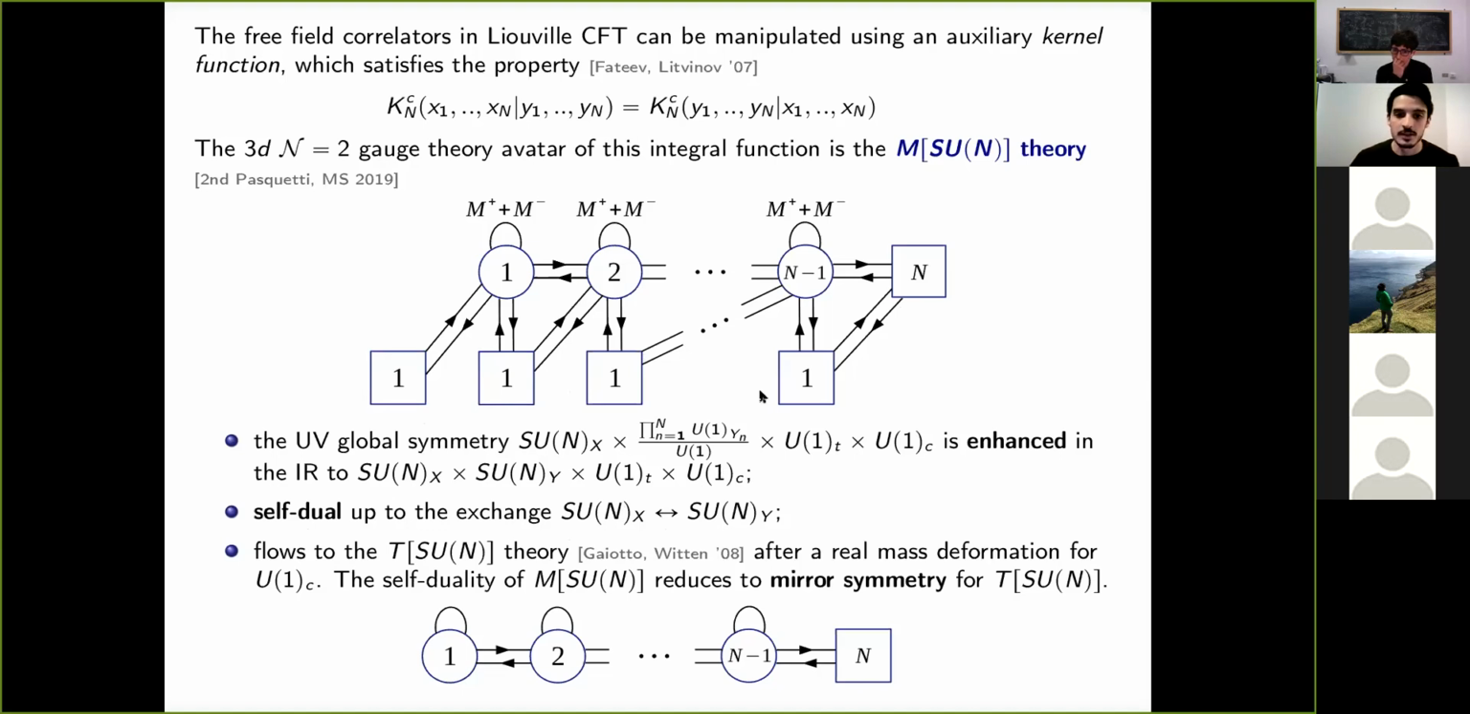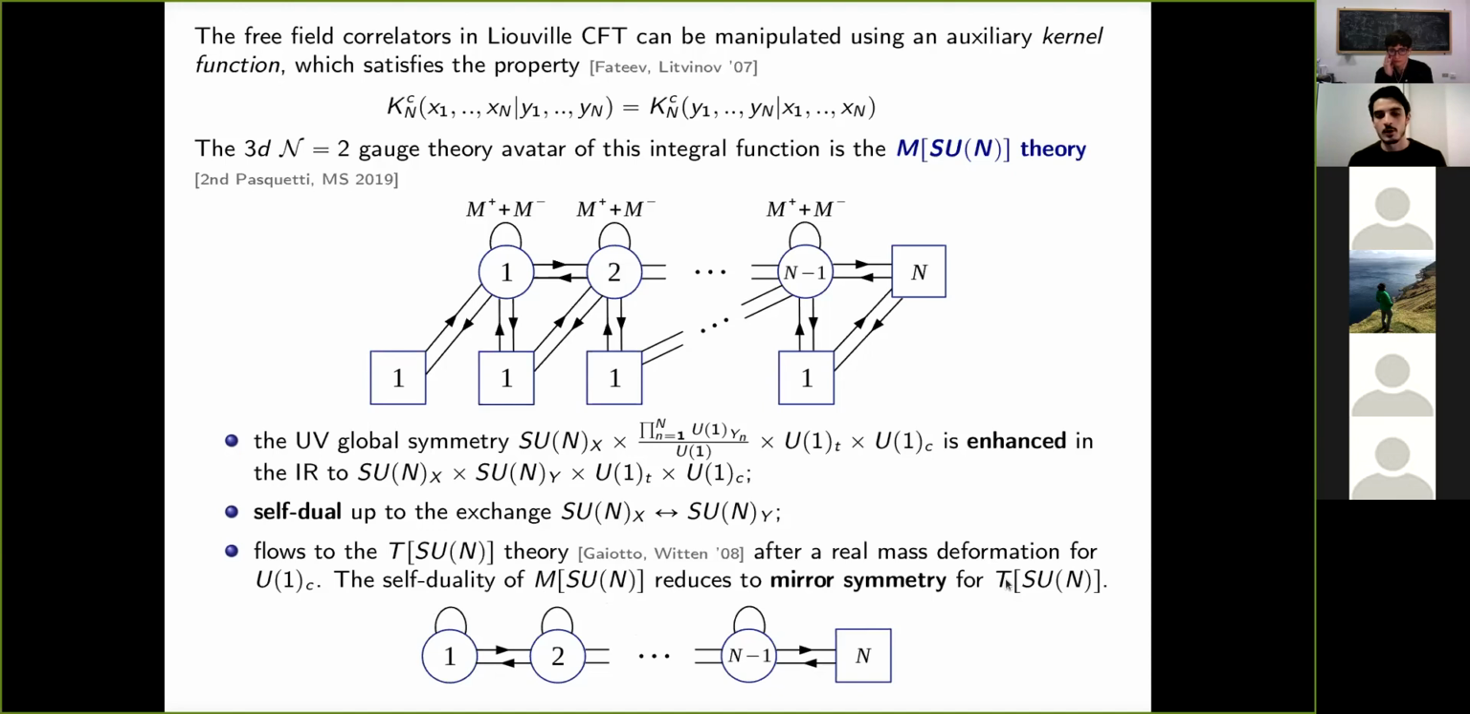Now, an interesting observation is that if we look at the form of this quiver and at all of these properties that I just mentioned, they really remind us a lot of the T[SU(N)] theory of Gaiotto-Witten. And indeed, we managed to show very explicitly that there exists a real mass deformation that makes us flow from M[SU(N)] to T[SU(N)]. And under this flow, the self-duality of M[SU(N)] reduces to the known self-duality under mirror symmetry of the T[SU(N)] theory. So this is an observation that will be important in a moment.